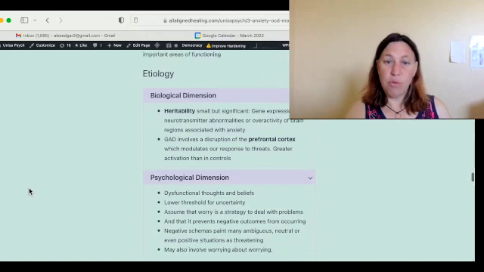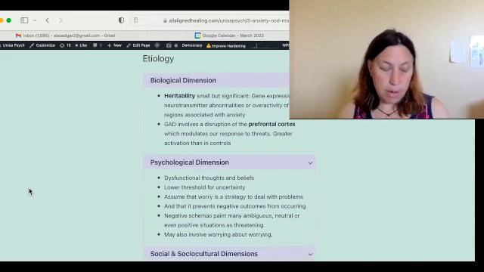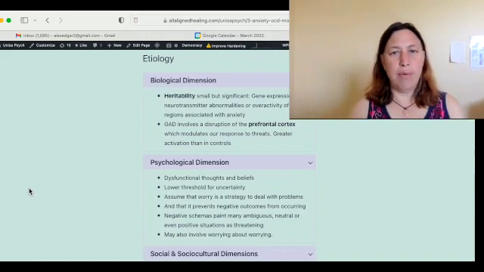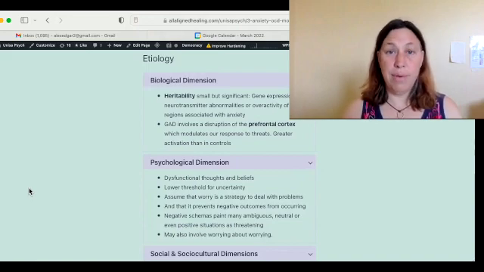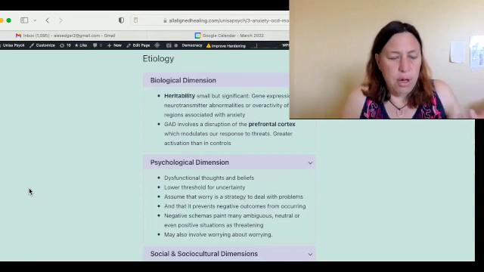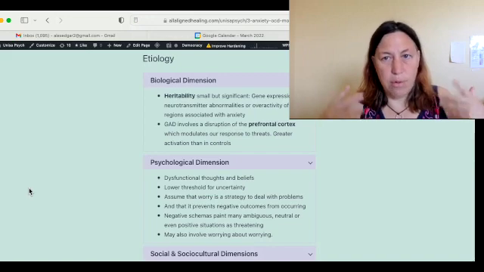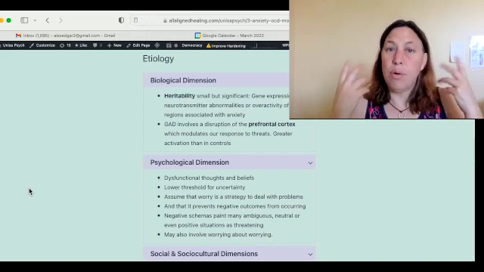Okay, dysfunctional thoughts and beliefs, lower threshold for uncertainty. You think worrying is a strategy. If worrying is a way of thinking things through and getting control, and if I don't worry, bad things might happen. But you also have negative schemas. So even things that are neutral or positive or uncertain, you interpret as a threat, and then you worry. You try to get control of it through thinking. Okay? And you may even be worrying about worry.